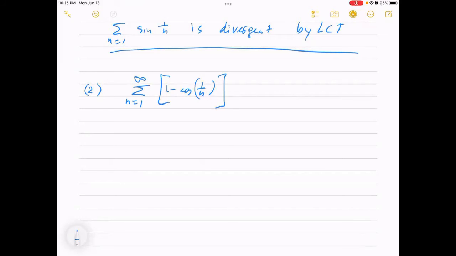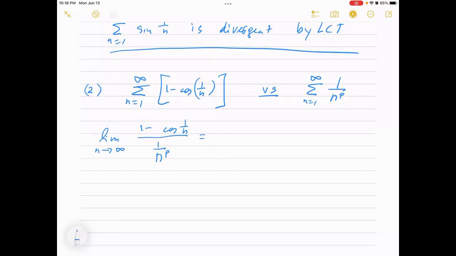So in the previous case, we compared our given series with the harmonic series. Here, I'm going to compare it with some generic p-series, 1 over n to the p. I want to compare them, so I take a limit as n approaches infinity of 1 minus cosine of 1 over n divided by 1 over n to the p.